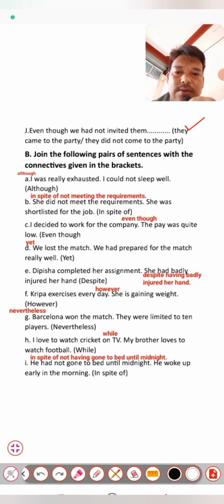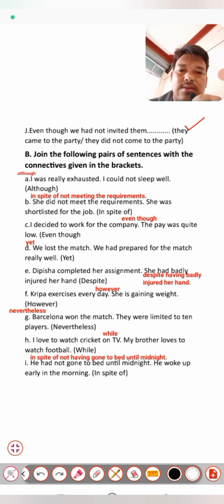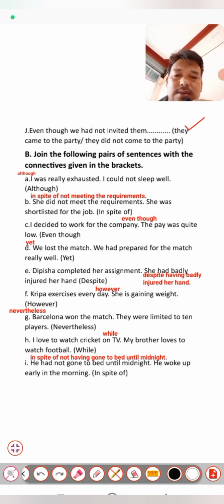And F number, Kripa exercises every day. She is gaining weight. However is another connector, and you can connect these sentences: Kripa exercises every day. However, she is gaining weight. And G number, Barcelona won the match. They were limited to 10 players. Nevertheless, Barcelona won the match. They were limited to 10 players.